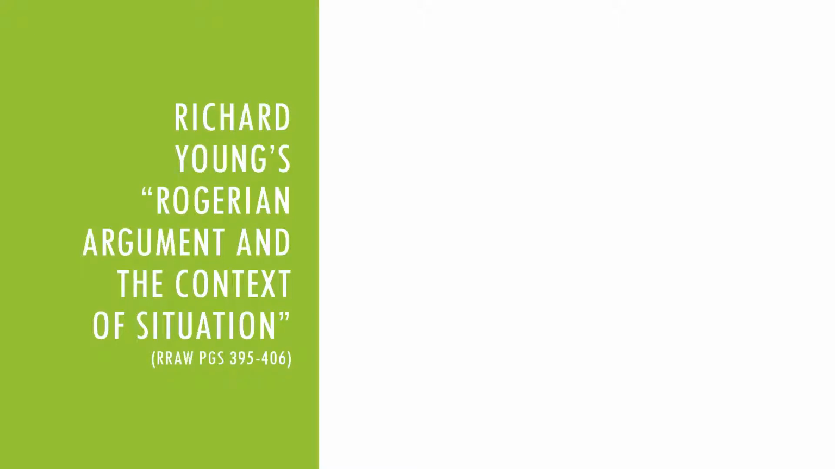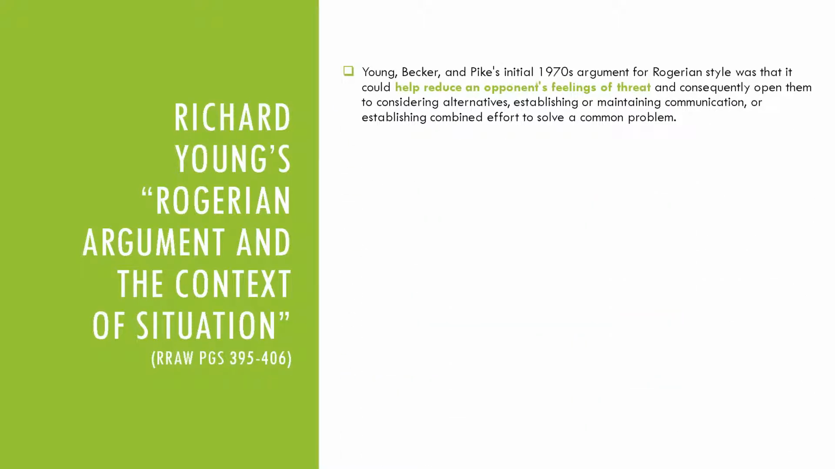Richard Young's article, Rogerian Argument in the Context of Situation, is probably the tougher of the two readings, so I wanted to break down some of the main points. Young was one of the three writing studies professors who pulled from Carl Rogers' psychotherapy theories and brought it to writing studies and actually writing argumentation. The idea was that it could help reduce an opponent's feelings of threat and essentially open them to considering alternatives, establishing and maintaining communication, or establishing combined efforts to solve a common problem.